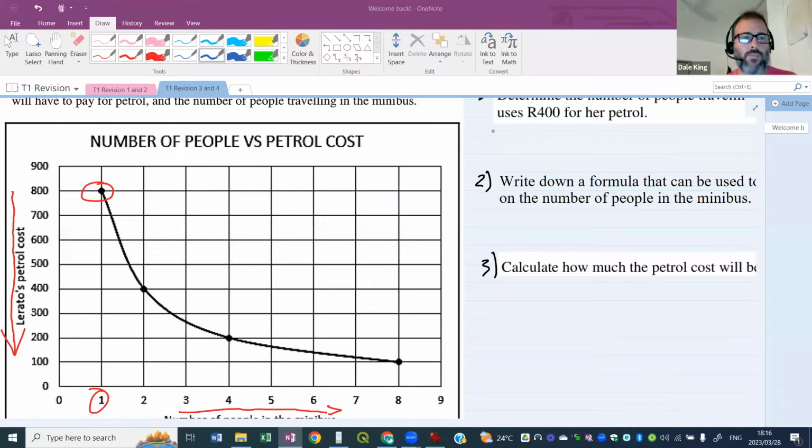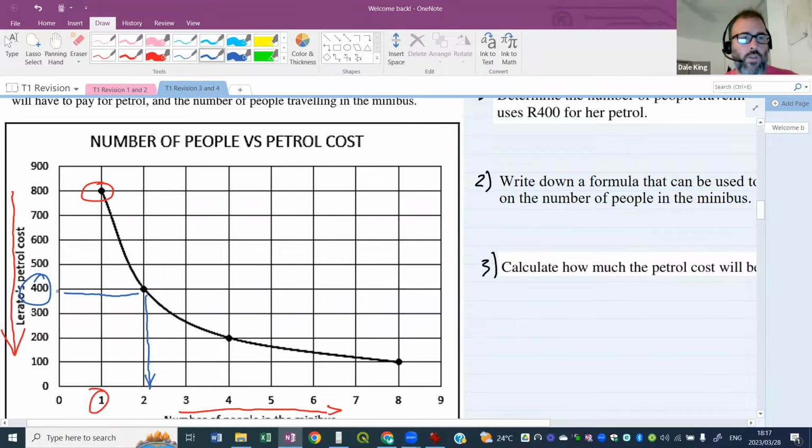Okay, so on the graph, as we see Lorato's petrol cost, and then we see the 400, and then we look to the side, we see the point, and then we go down from the point, and we see a number 2. There we go. Well done. Thank you very much.